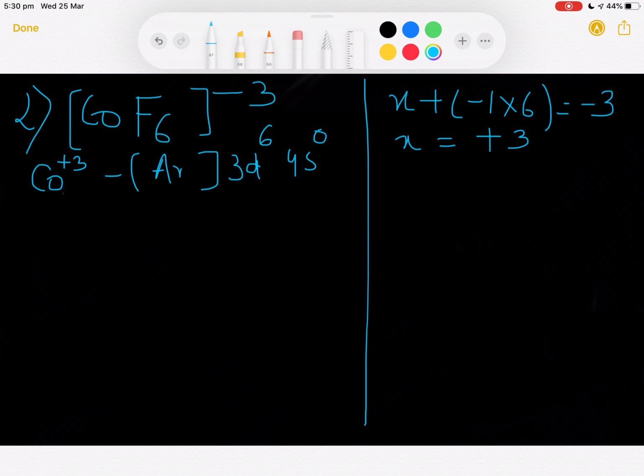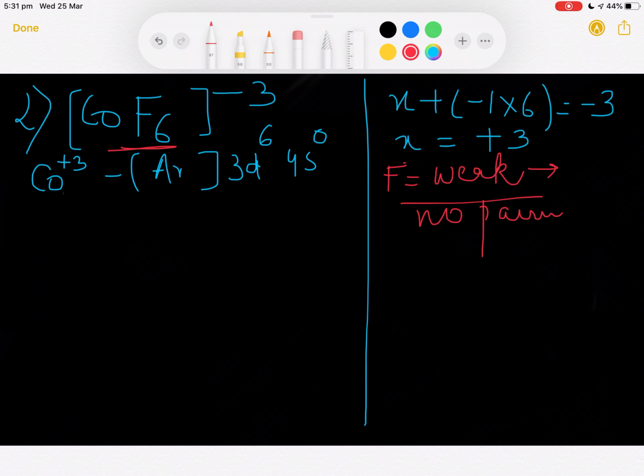Now the next thing is the nature of the ligand. The ligand here is fluoride, which is a weak field ligand, according to that series which I mentioned before, which you have to learn. So it's a weak field ligand. What did I tell you before? If it's a weak field ligand, then there is no concept of pairing. No pairing. Now if pairing doesn't happen, how should I fill in the electrons?